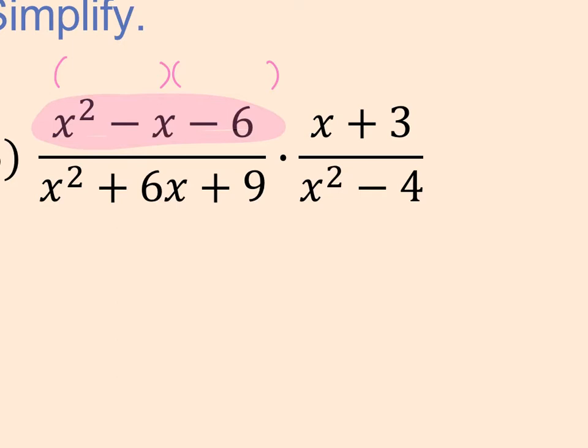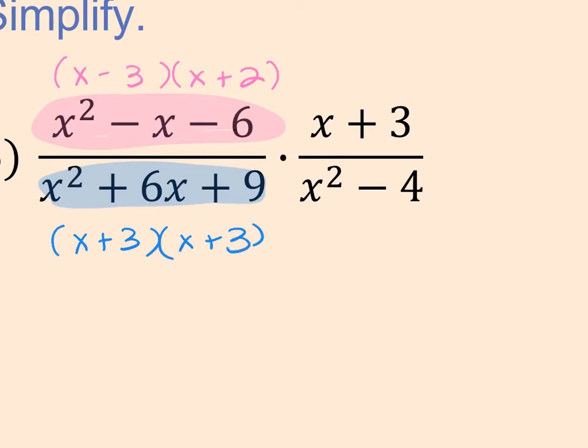X minus 3 and X plus 2. Good. X minus 3, X plus 2. Thank you, Taji. How do we factor the bottom left? X plus 3, X plus 3. Good. X plus 3, X plus 3. Top right can't be factored, right? That one's already done. How about bottom right? X plus 2, X minus 2. Good.